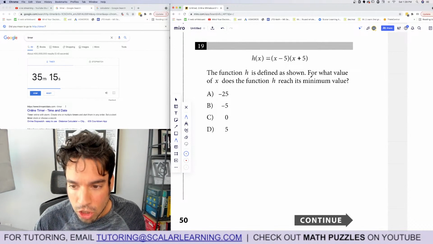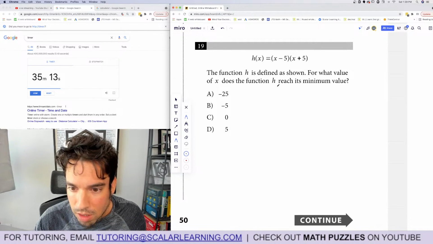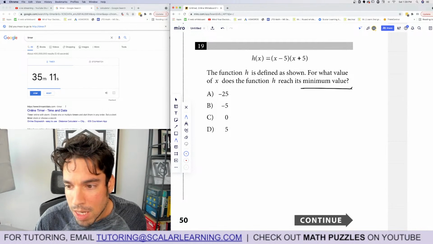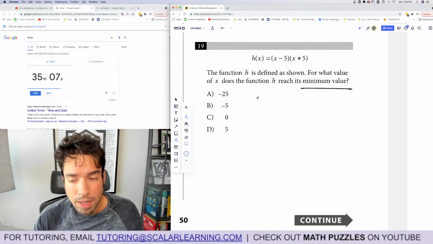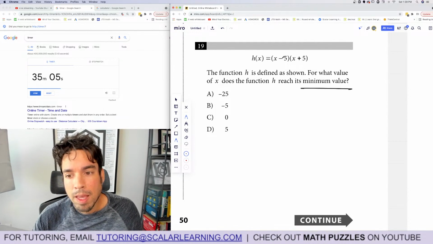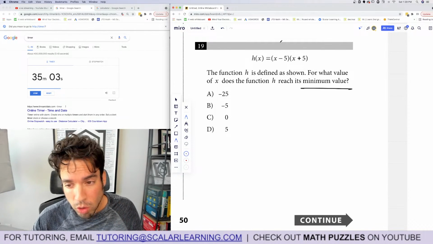The function h is defined as shown. For what values of x does the function reach its minimum value? I know you might think this is hard. And it is. I'm not saying it's not hard, but here's the deal. Here's this really important shortcut.